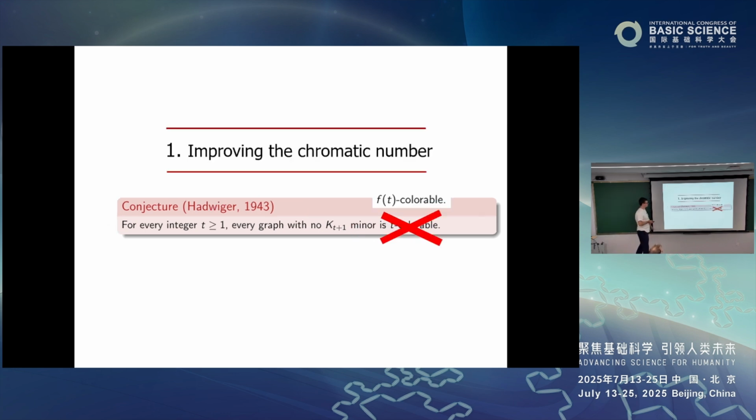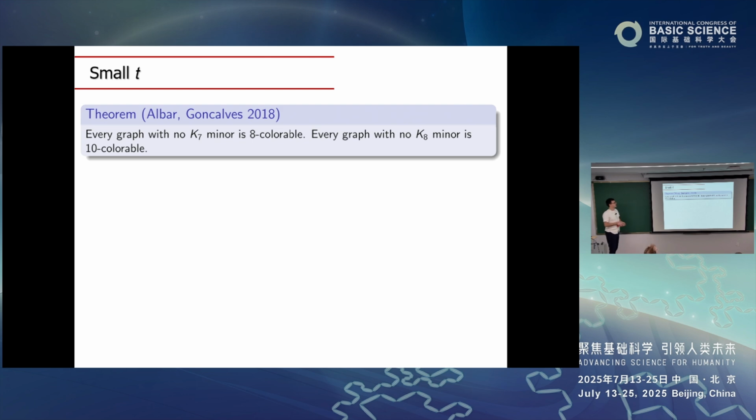So here is the first direction. We want to prove that every graph with no complete graph on t plus 1 vertices as a minor is colorable with some number of colors, depending on t. Well, let me first look at small t. Everything is known when t is at most 5. What happens with t equal to 6? It's known that every graph with no K7 minor is 8 colorable. Every graph with no K8 minor is 10 colorable. These are currently the best results.